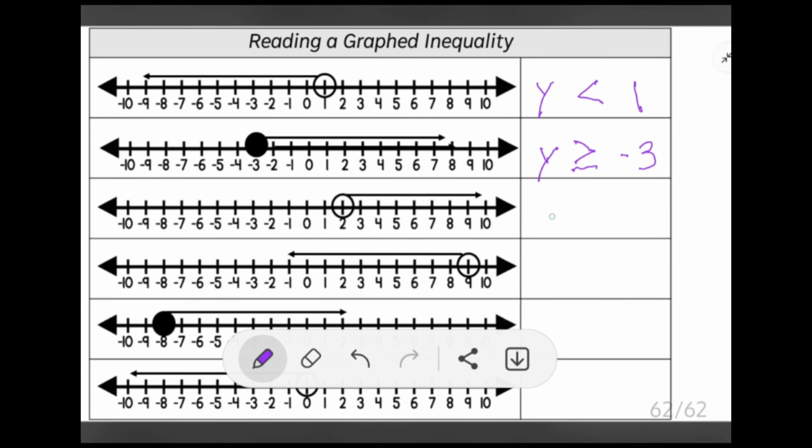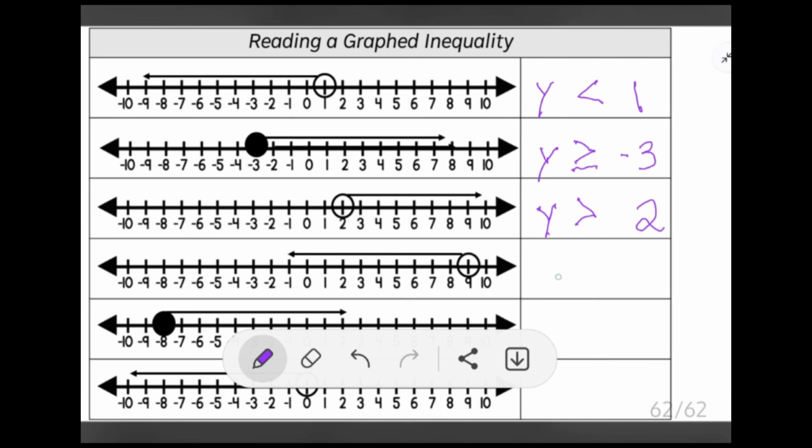Let's look at the next one. Let's write our variable first. Then let's write the integer that's circled. So now look at where the arrow is pointing. It's pointing to the right, indicating that our solutions are greater than. Y, which indicates all of your solutions, are greater than 2. The circle is open, meaning that 2 is not included in your solution set. So the inequality that matches this graph is y is greater than 2.